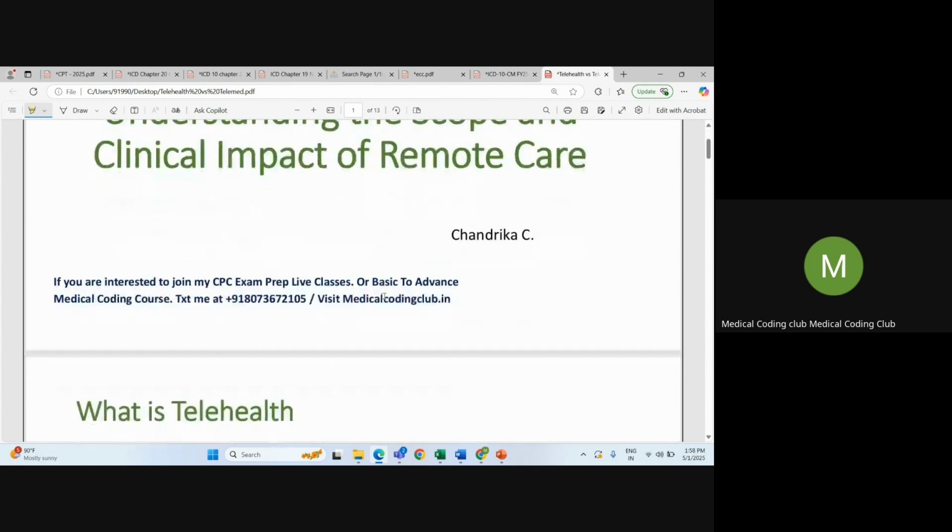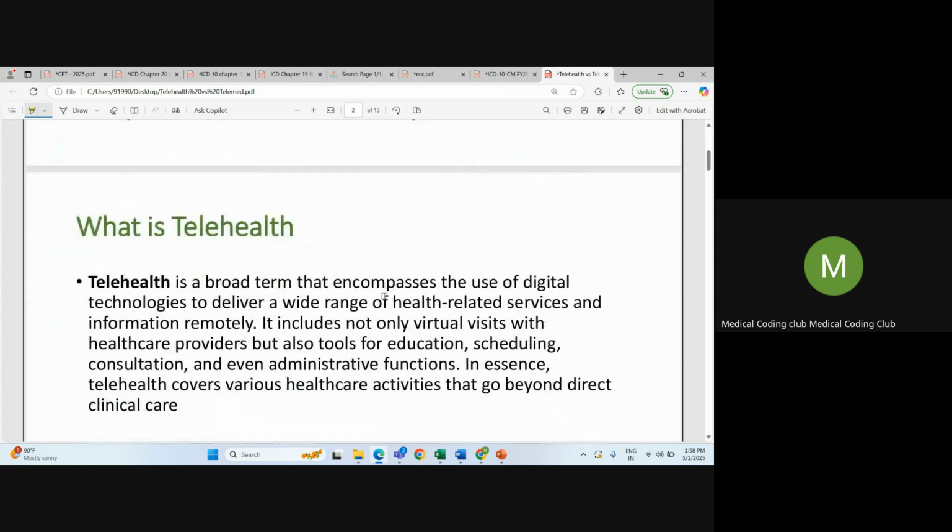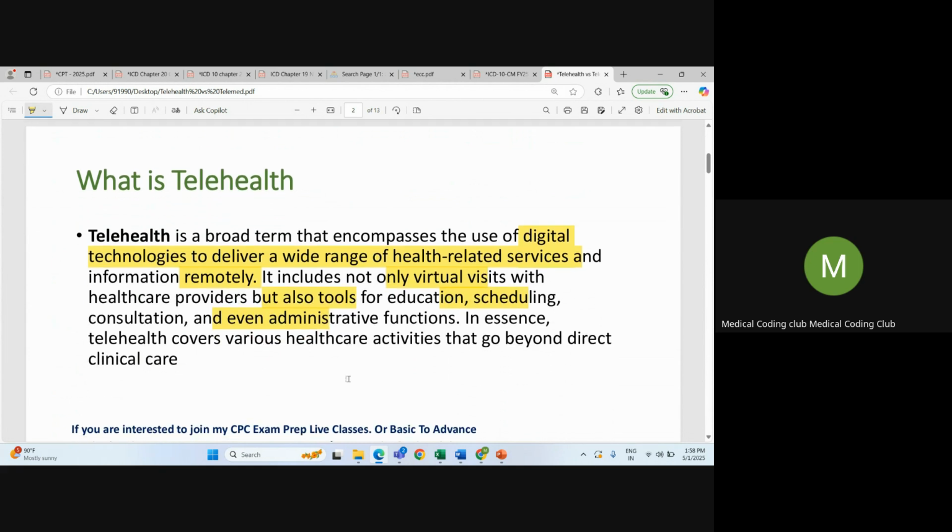So let's begin. What is telehealth? The first basic thing we have to understand is what telehealth is. As you all know, telehealth is a broad term where they utilize digital technologies to deliver a wide range of health-related services and information remotely. It includes not only virtual visits with the healthcare provider, but also tools for education, scheduling consultation, and even administrative functions. There are many other services that can come under telehealth, and we need to understand all of those.